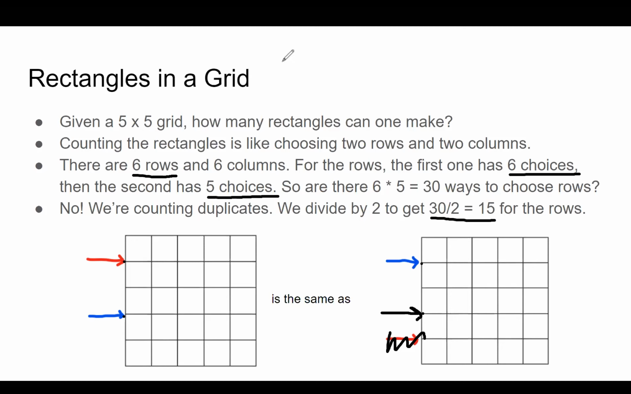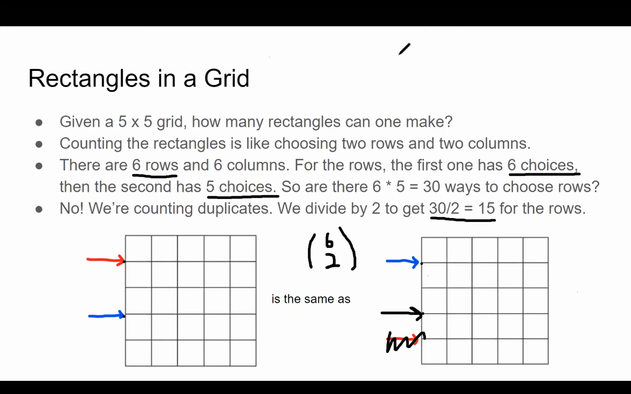This idea of overcounting and then dividing is like permutations and combinations. This is a combination, and people will often write this as 6 choose 2. We're probably going to learn more about this later. I don't know if it's going to be today. Wait, it's probably going to be today. But if not, it's going to be next week.